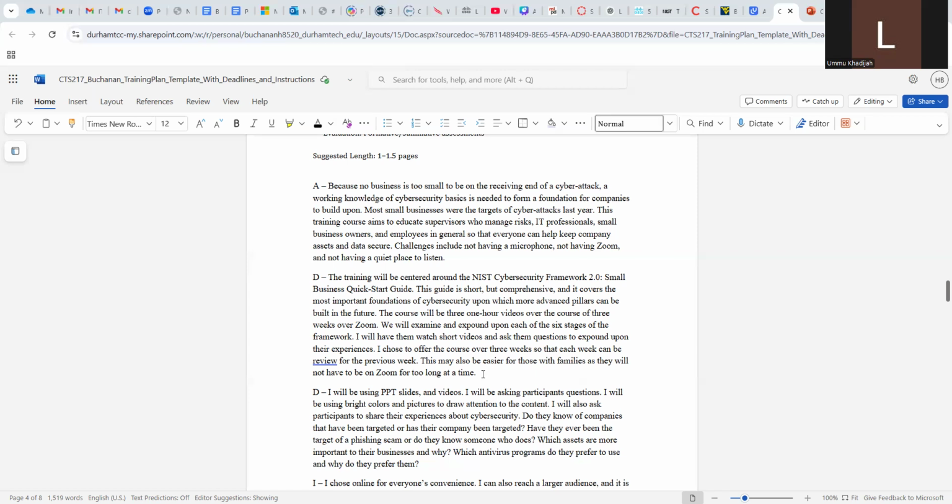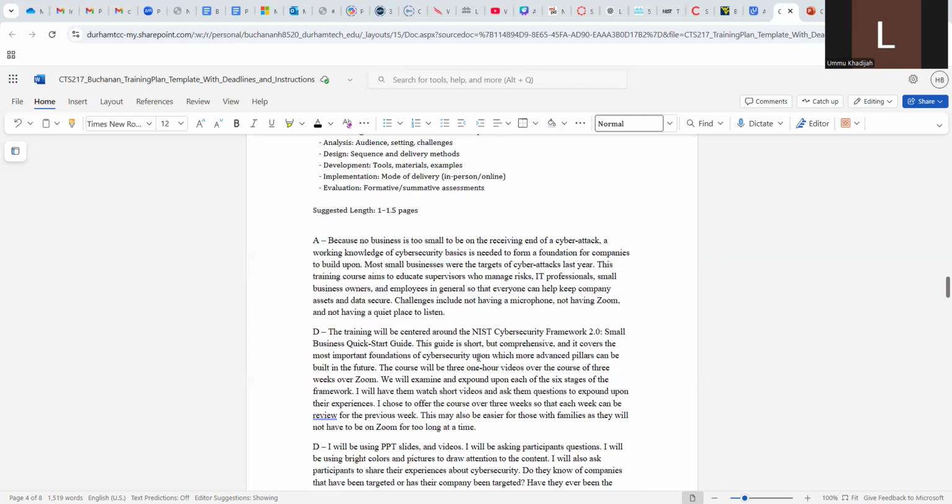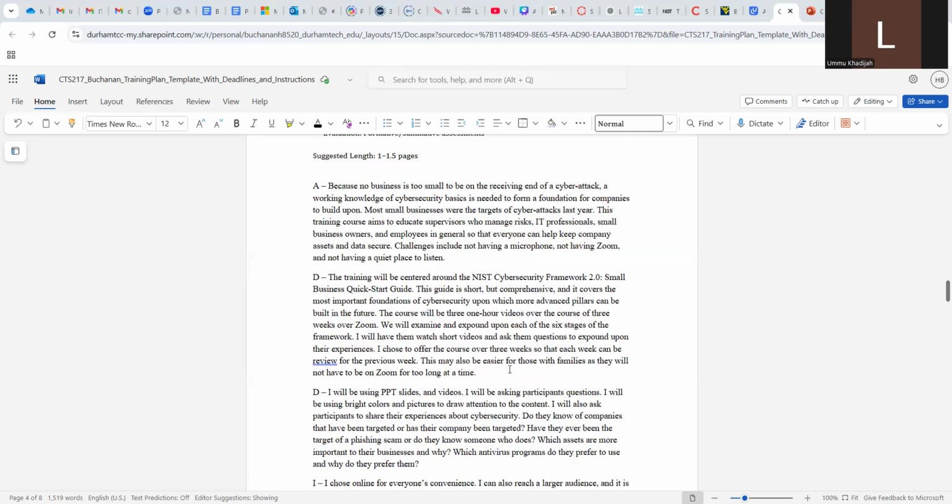For D, design. The training would be centered around the NIST, National Institute for Security, and no, I forgot the T. That's okay. So anyway, the Cybersecurity Framework 2.0 Small Business Quick Start Guide. This guide is short but comprehensive and covers the most important foundations of cybersecurity, upon which the more advanced pillars can be built.